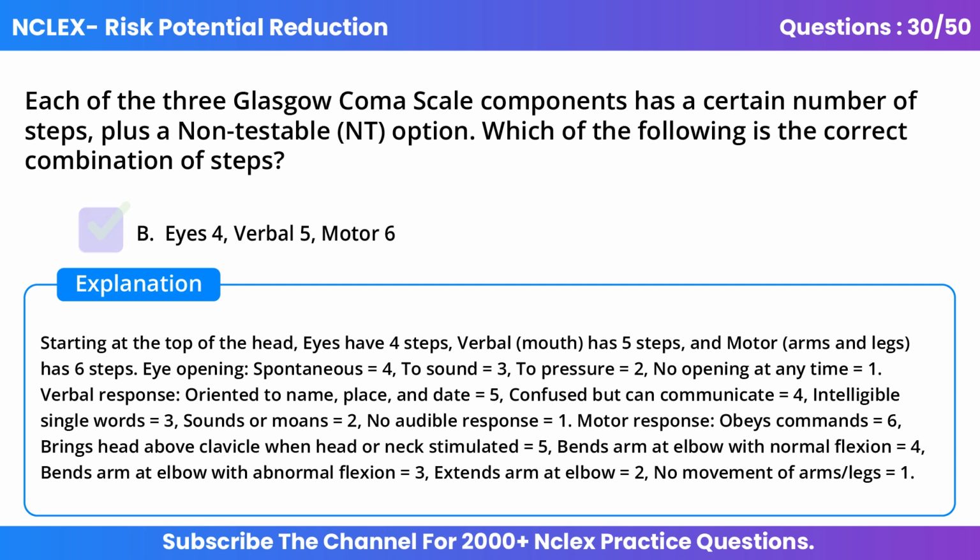Motor response, obeys commands equals 6, brings head above clavicle when head or neck stimulated equals 5, bends arm at elbow with normal flexion equals 4, bends arm at elbow with abnormal flexion equals 3, extends arm at elbow equals 2, no movement of arms or legs equals 1.